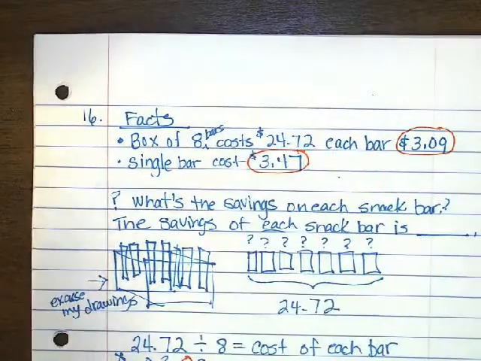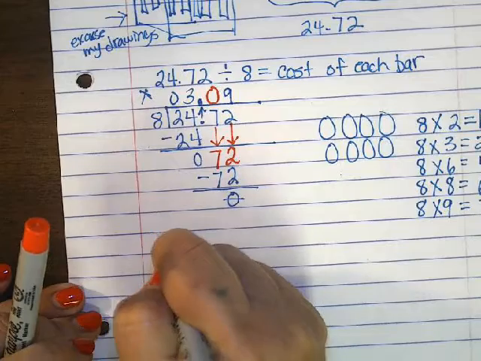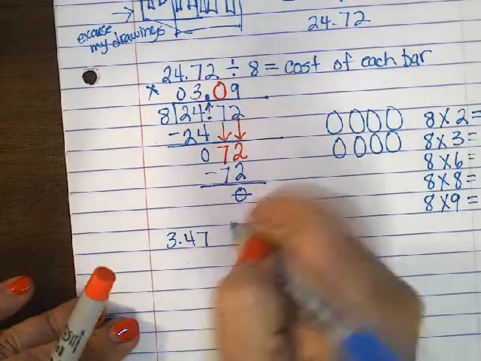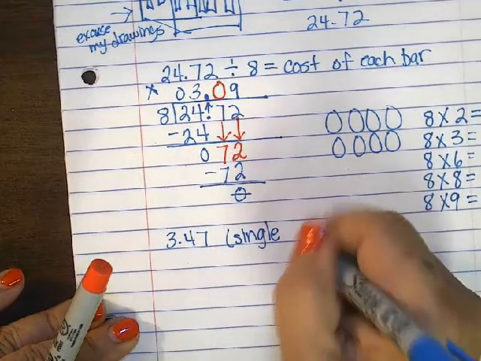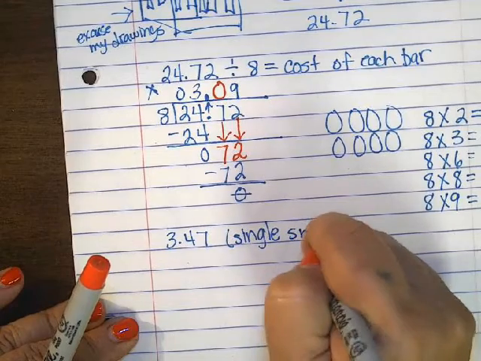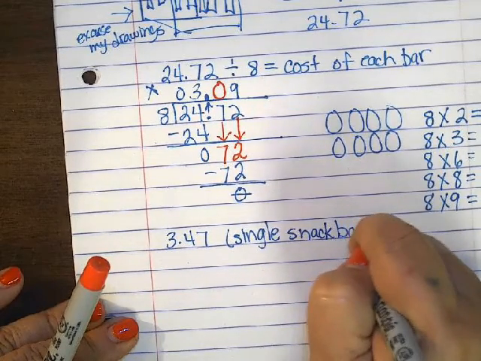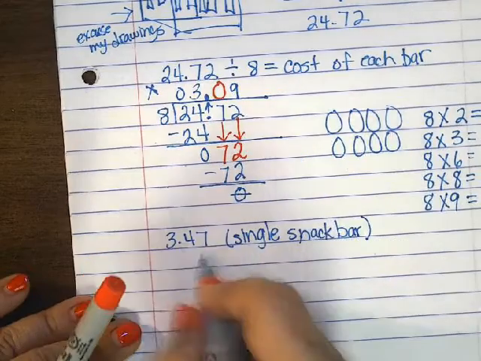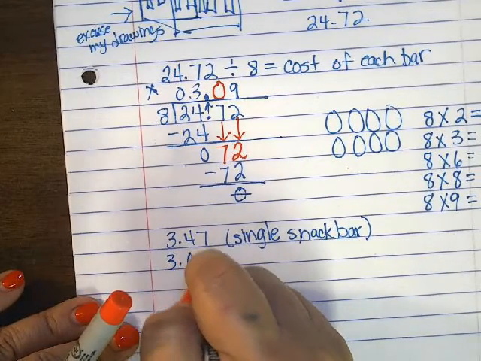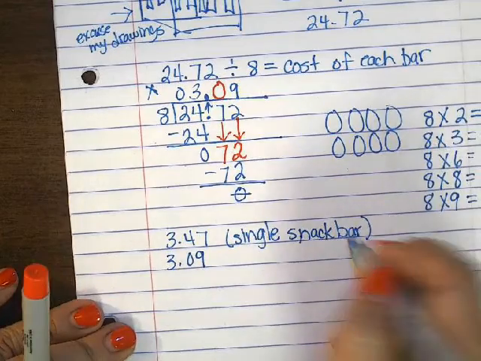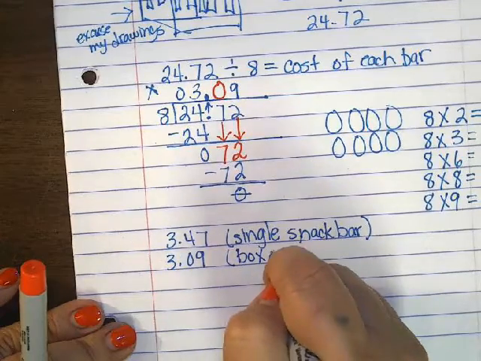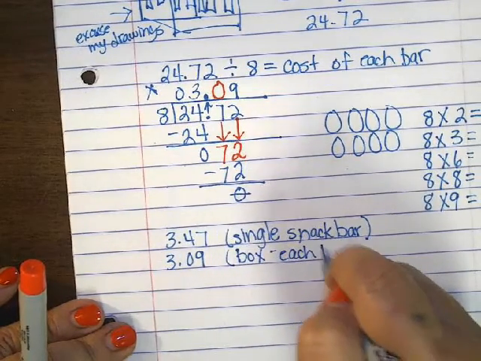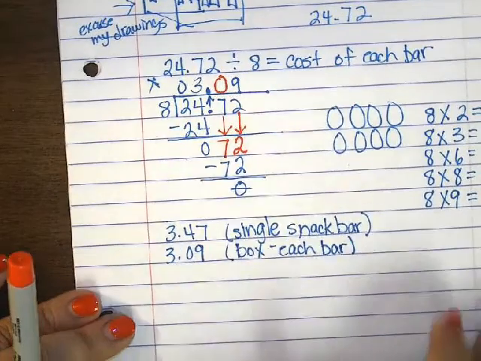Subtract these two. Well, this is going to be $3.47, and I'm going to label this. I'm going to put single snack bar. The $3.09, this is going to be the box, each bar, just so that I can see the difference.